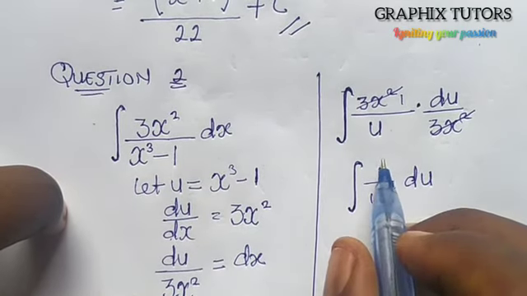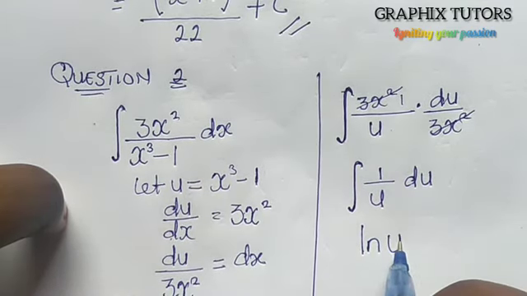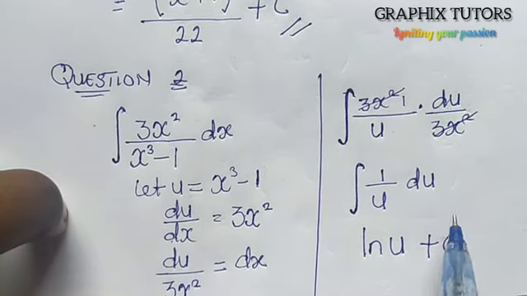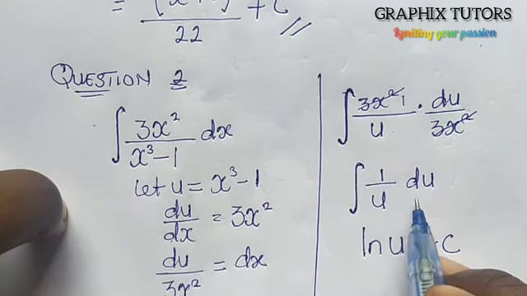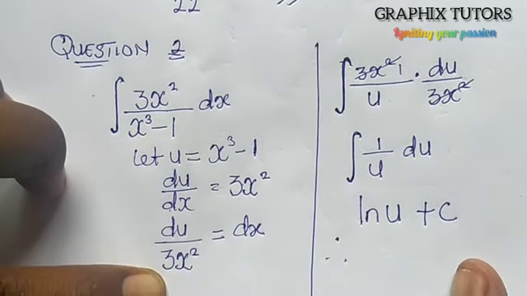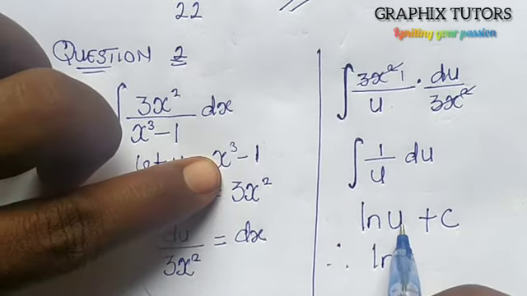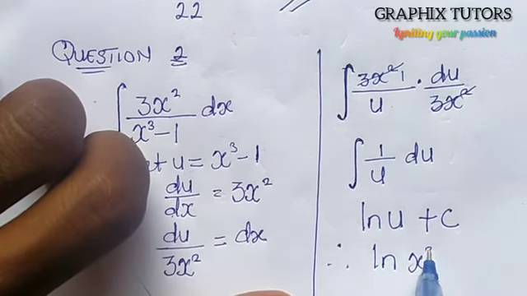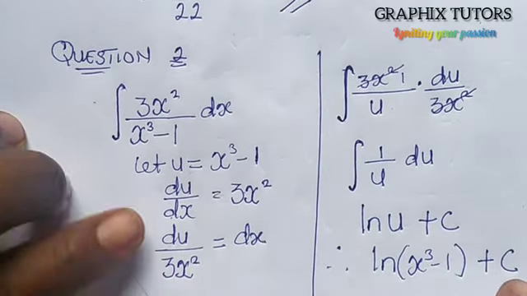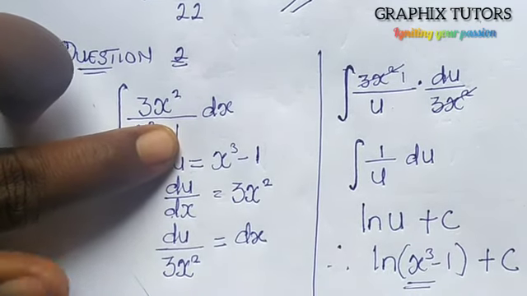Whenever you integrate 1 over u, or 1 over anything, it gives you the ln of that thing plus a constant. We're only adding a constant because it is an indefinite integral. So therefore ln u, and u is x cubed minus 1, plus c. So the integral of 3x squared over x cubed minus 1 dx will give us this. This is my answer here.